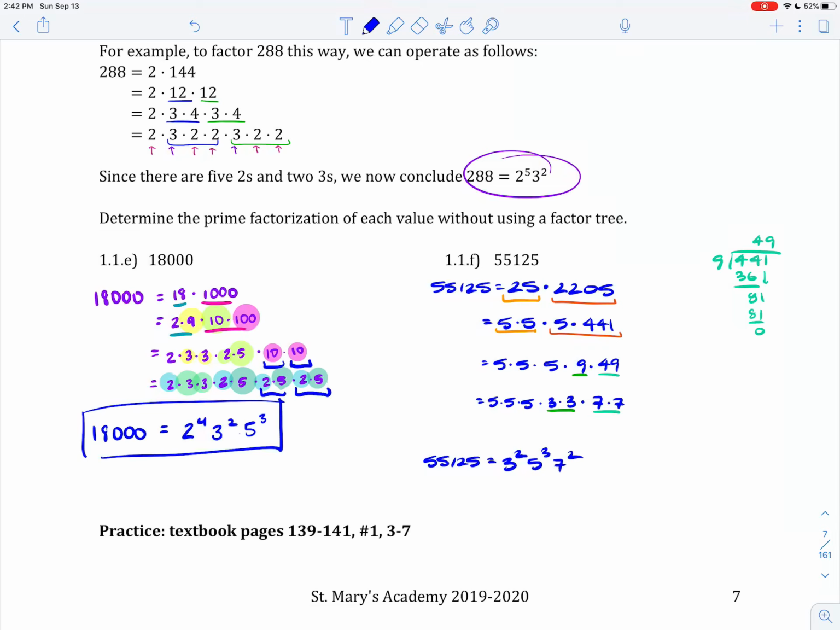Awesome. So if we're looking at the bottom here, there's actually some practice that you could do in your textbook if you so desire. So take a look at that, check that out, and we look forward to seeing you in class.